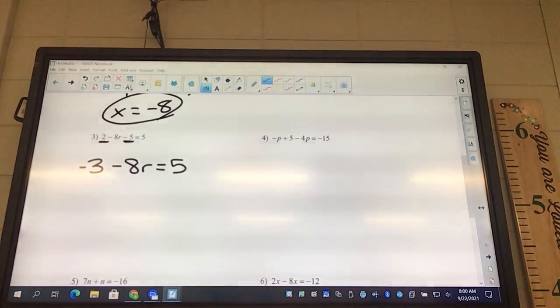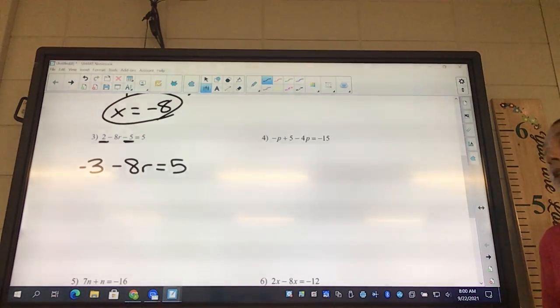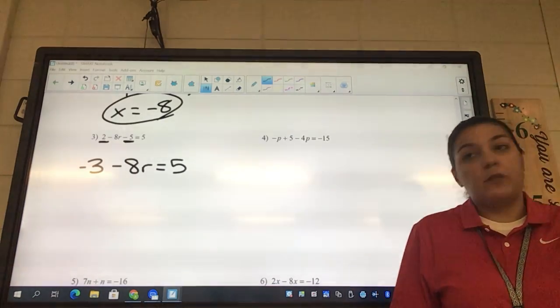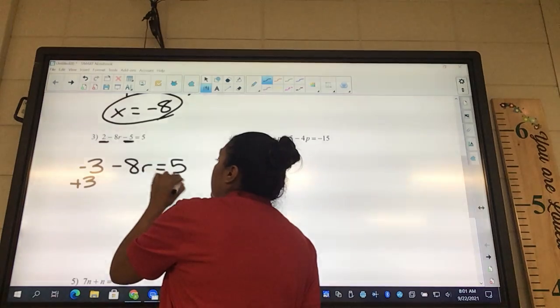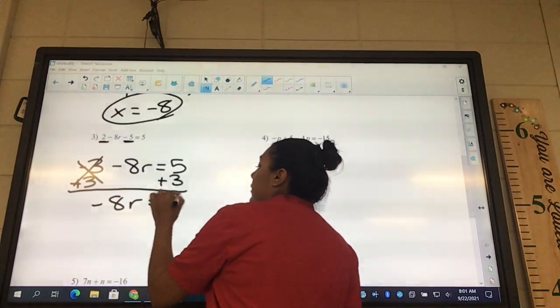Okay, now we're going to add or subtract our kid. Who's the kid? 8. No, 3. 3. Okay, how do I move a minus 3? Add 3. Okay, so I got negative 8r equals 8.